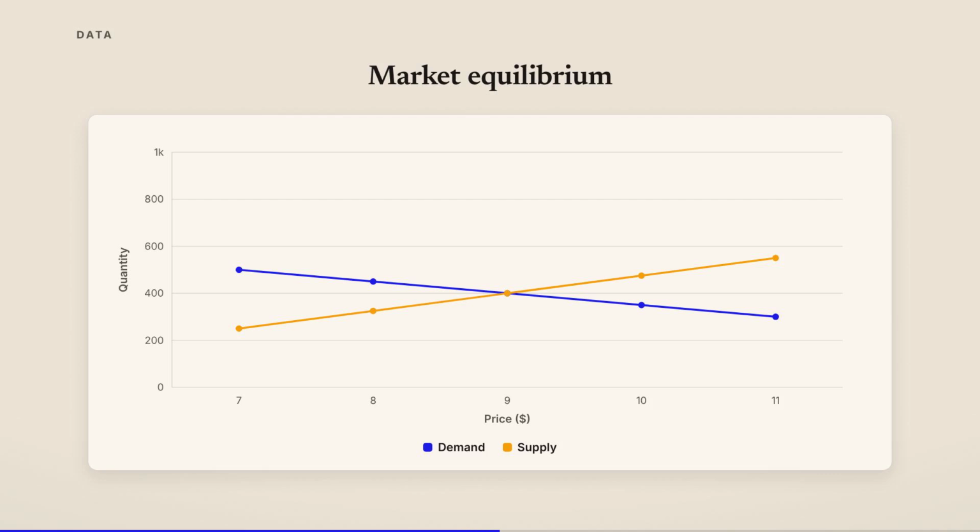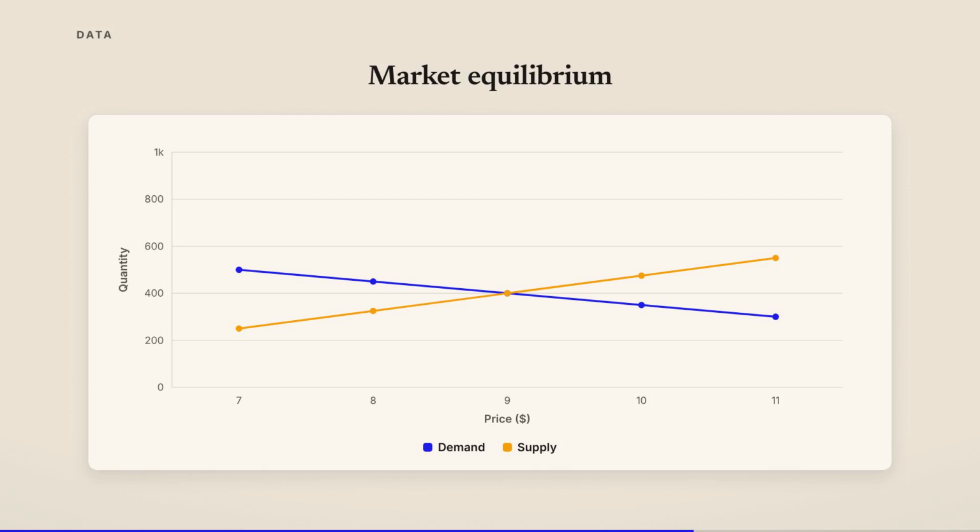Here's a real-world case study. Think about the market for rental apartments in a mid-sized city. If the average rent is $1,200 a month, and at that price, landlords are willing to offer exactly as many apartments as renters want, the market is in equilibrium.